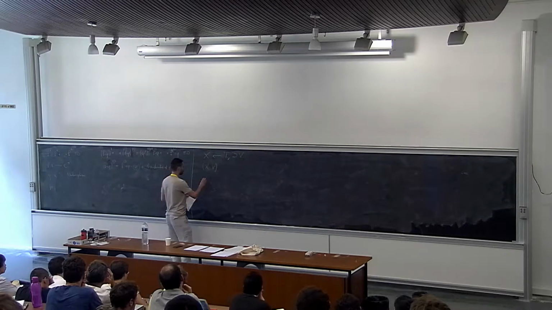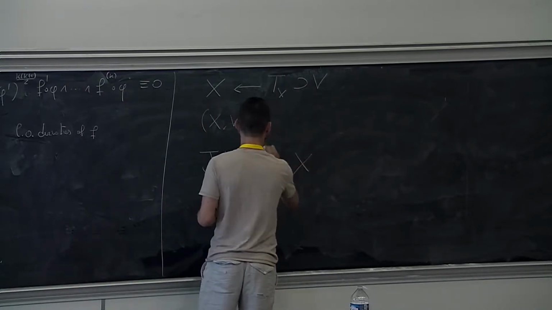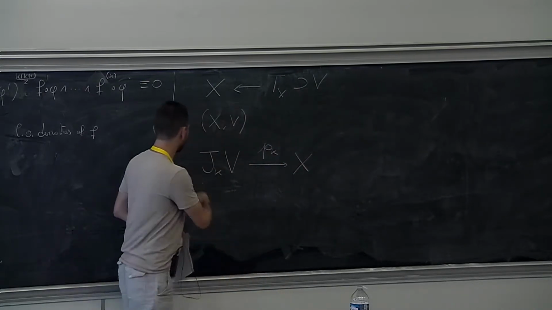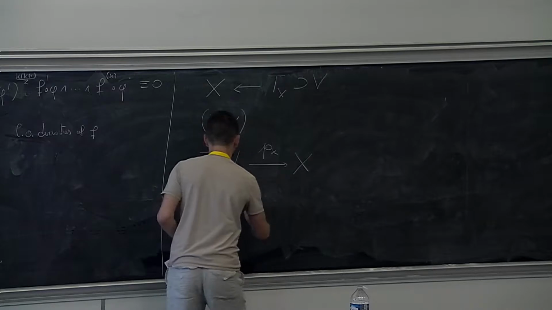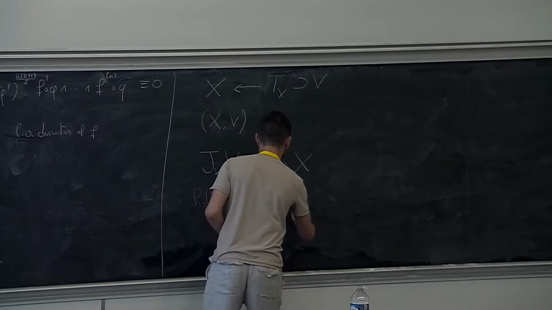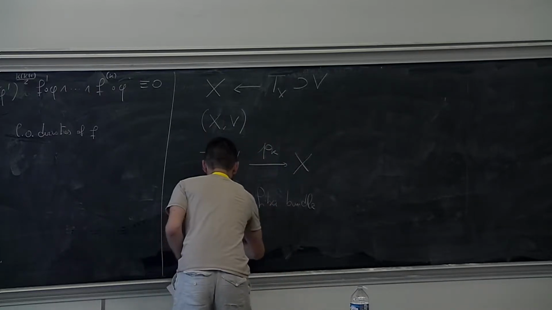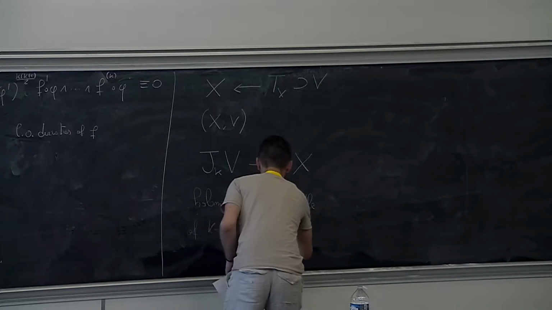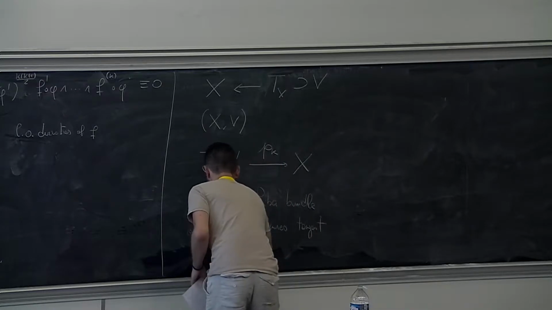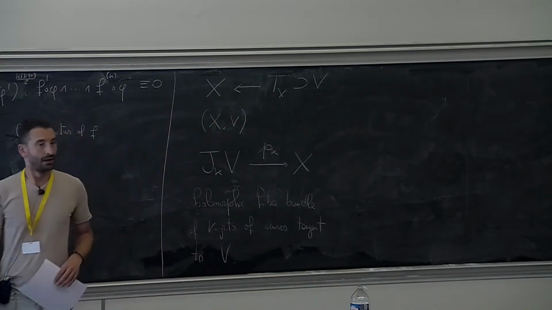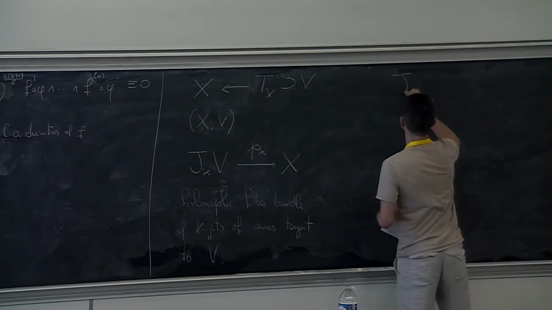Okay, so now I want to construct this bundle, J_k V over X with projection p_k. This would be a holomorphic fiber bundle of k-jets of curves tangent to V. Okay, so what is this J_k V?